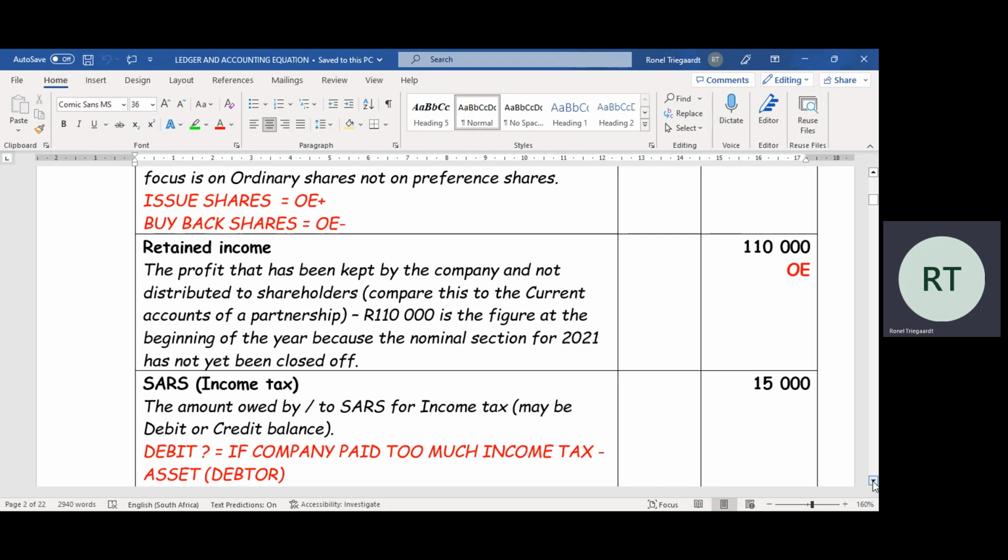Retained income also should have a credit balance. It's part of owner's equity. If there's no retained income, if it's a retained loss, dan is die maatskappy in groot moeilikheid. Dan beteken dit hy het nie eers spaargeld van die vorige jaar wat hy kan gebruik meer nie. That company is for all intents and purposes bankrupt. Is julle by? Verstaan almal dit? Are you fine? Dan SARS income tax.